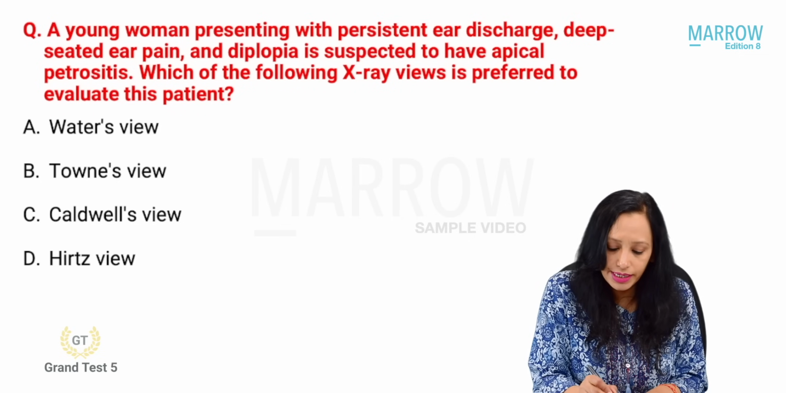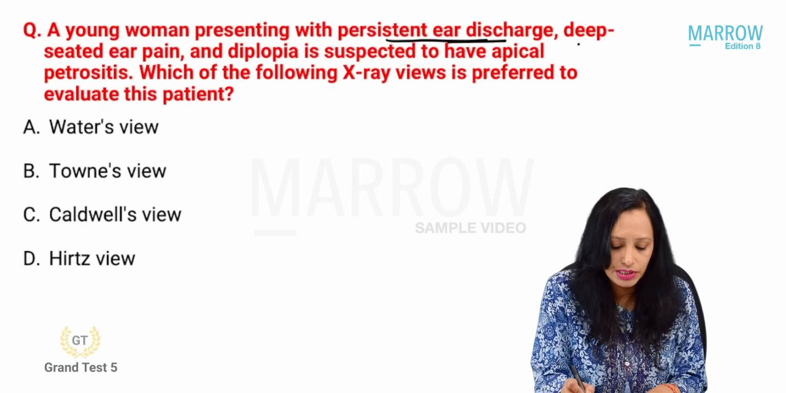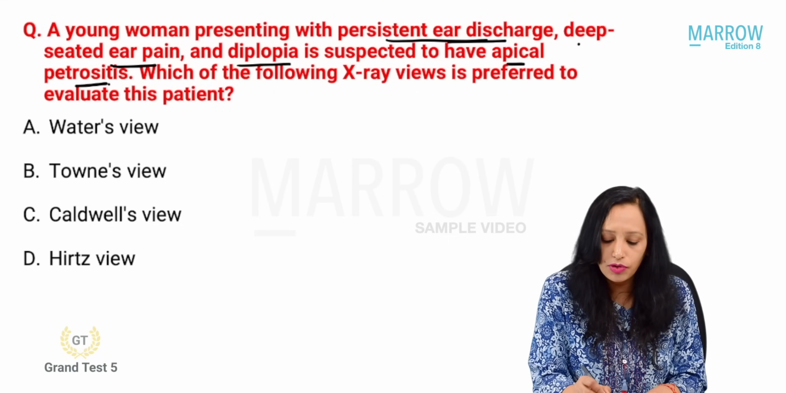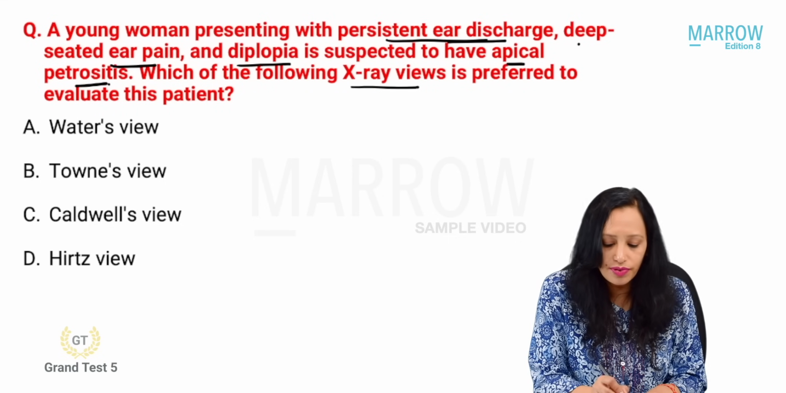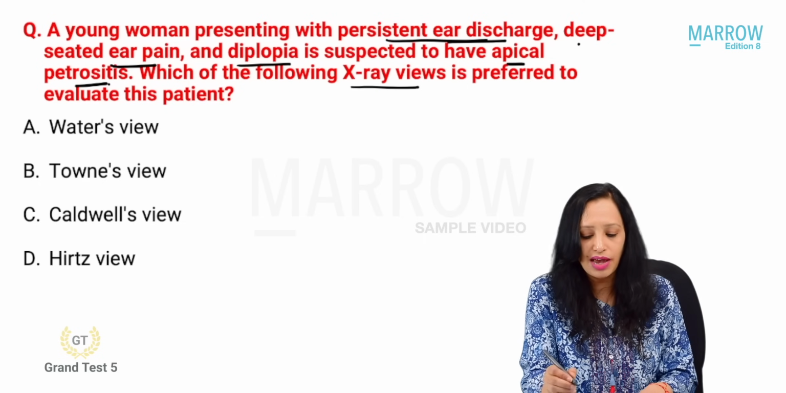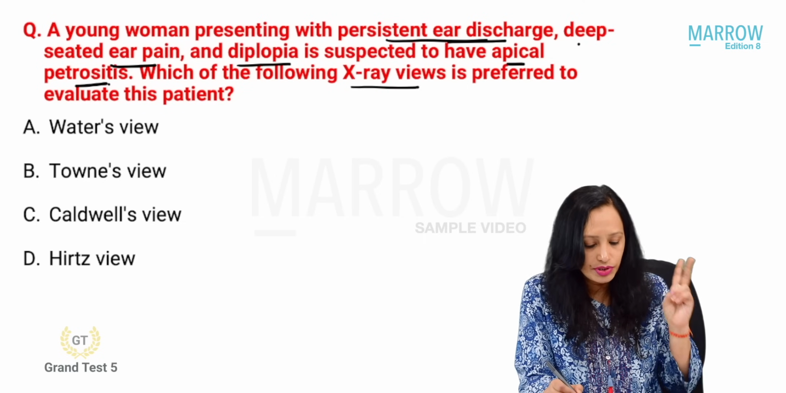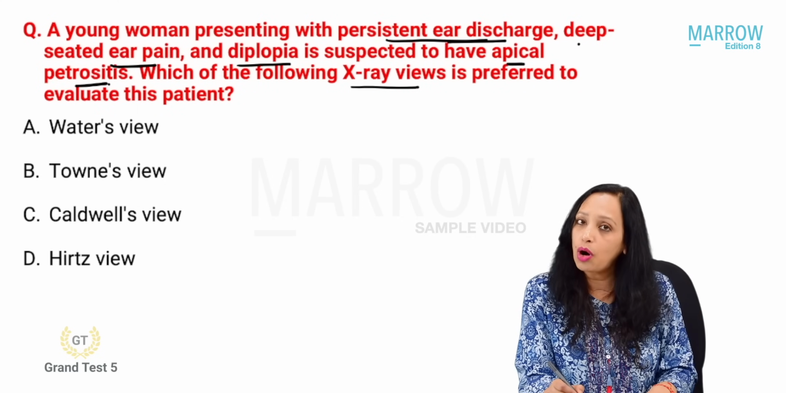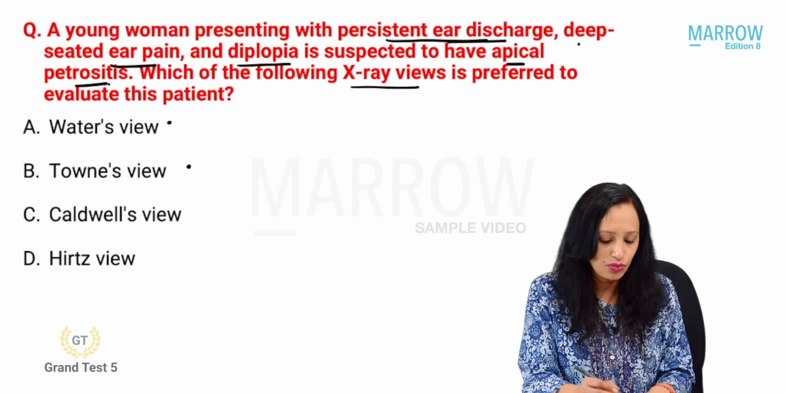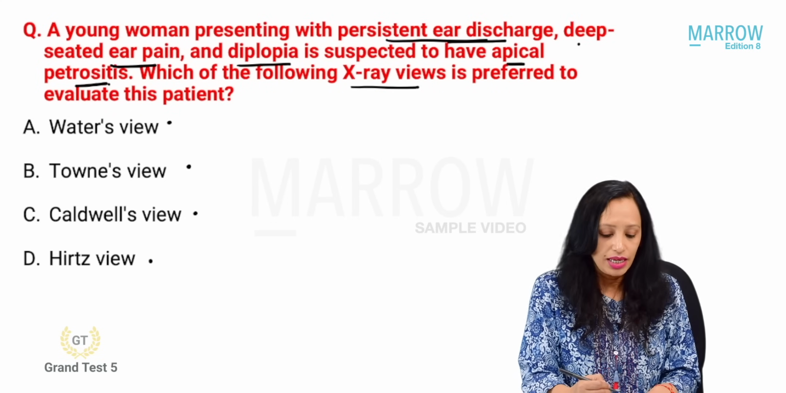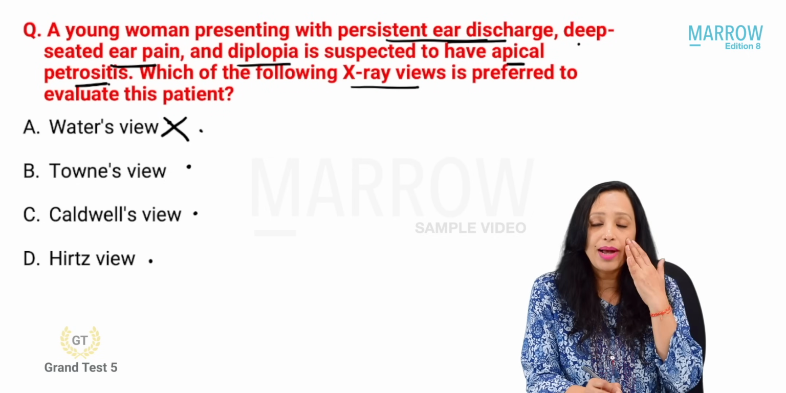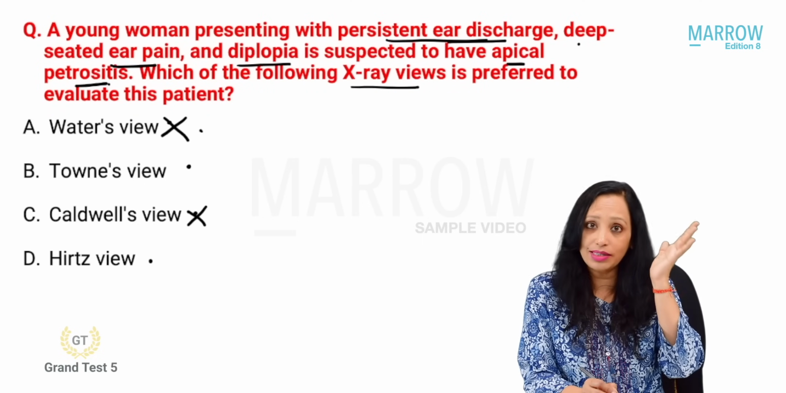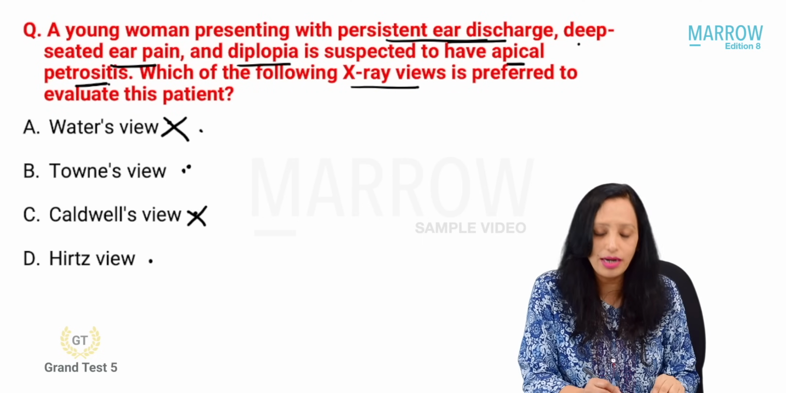So, a young woman presenting with persistent ear discharge, deep-seated ear pain and diplopia is suspected to have apical petrositis. Which of the following X-ray views is preferred to evaluate this patient? So, this is a patient who is having what involvement? Yes, fifth nerve, sixth nerve, apical petrositis. Petrous apex is involved. So, what is the X-ray view? Waters view, Townes view, Caldwell's view, Hertz view. Yes, we know definitely Waters view is for maxillary sinuses, so that cannot be the answer for petrous bone. Caldwell view is for frontal sinuses, that also cannot be the answer. So we are stuck between Townes view and Hertz view.